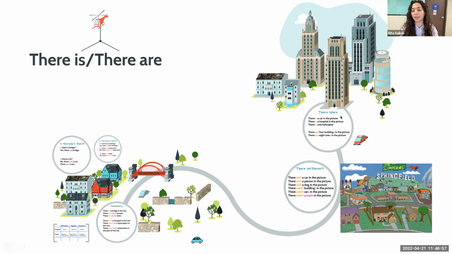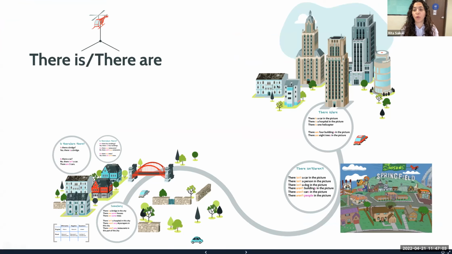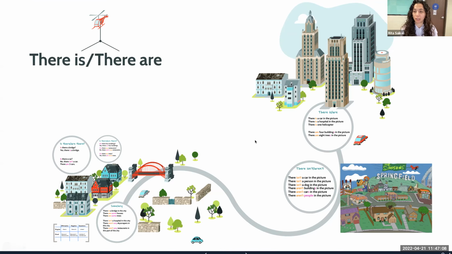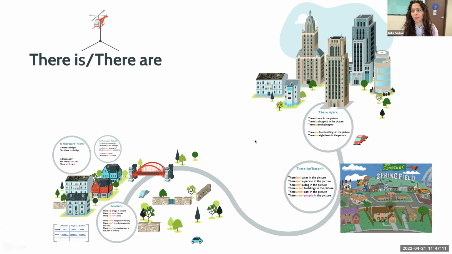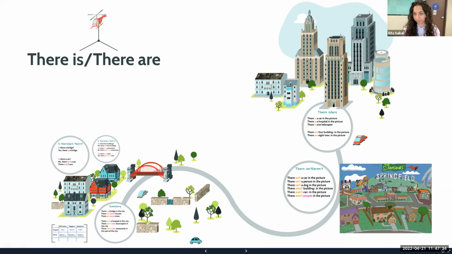There are 4 buildings in the picture. We use are when it is plural. There are 4 buildings in this picture. There are 8 trees in the picture, right? How many clouds? Can anyone tell me how many clouds? 1. So there is 1 cloud in the picture, right? In this picture, the one that's up here. Right, so there's 1 cloud in the picture. If it's more than 1, then we say there are multiple clouds in the picture. There are 5 clouds in the picture, okay? So that is that.